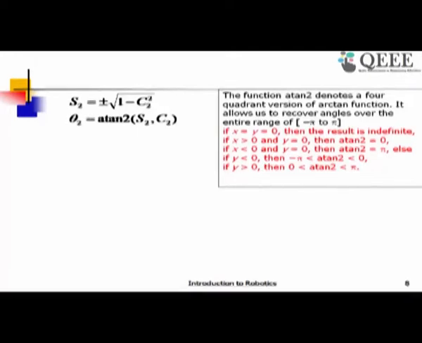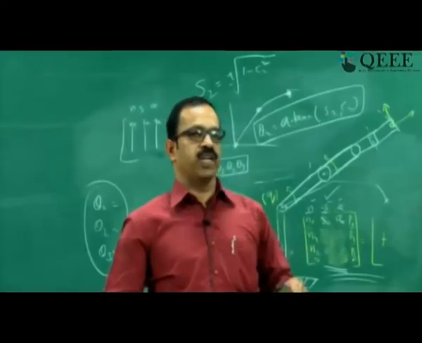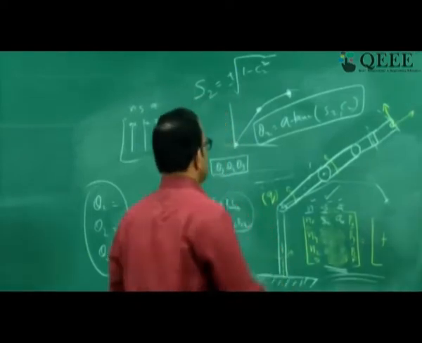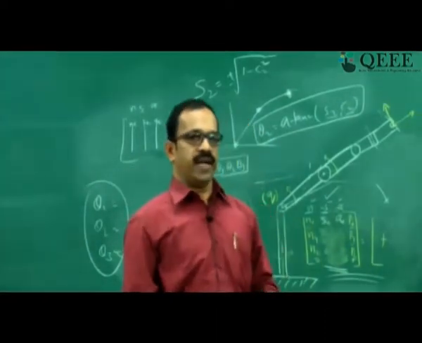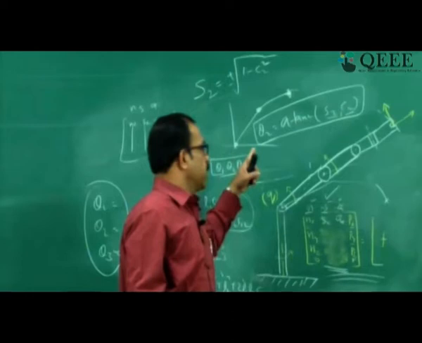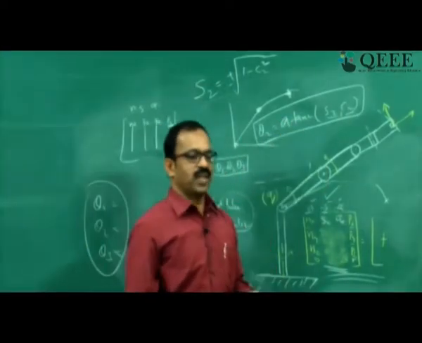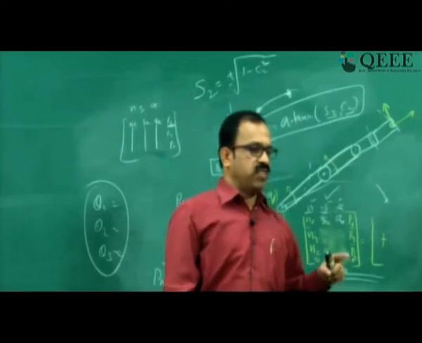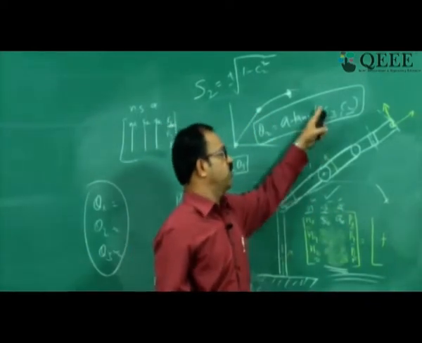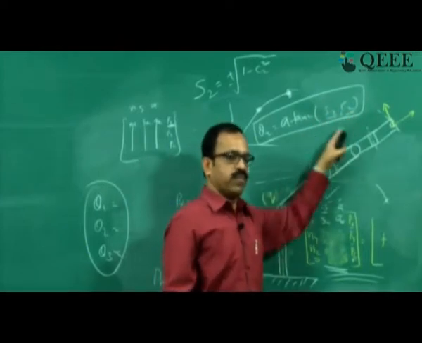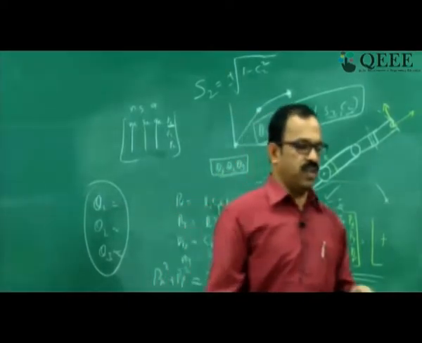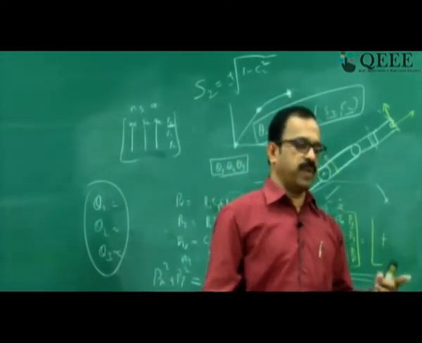Why the atan2 function? Atan2 actually represents the 4 quadrant version of the arctan function. Depending on the sign of S2 and C2, it will decide in which quadrant the angle lies. So if S2 and C2 are 0, then the result is indefinite. If x is greater than 0 and y is equal to 0, so if it is positive and 0, similarly negative and 0, under different conditions you can see the atan2 function will be pi, or it will be between 0 and minus pi and between 0 and pi.